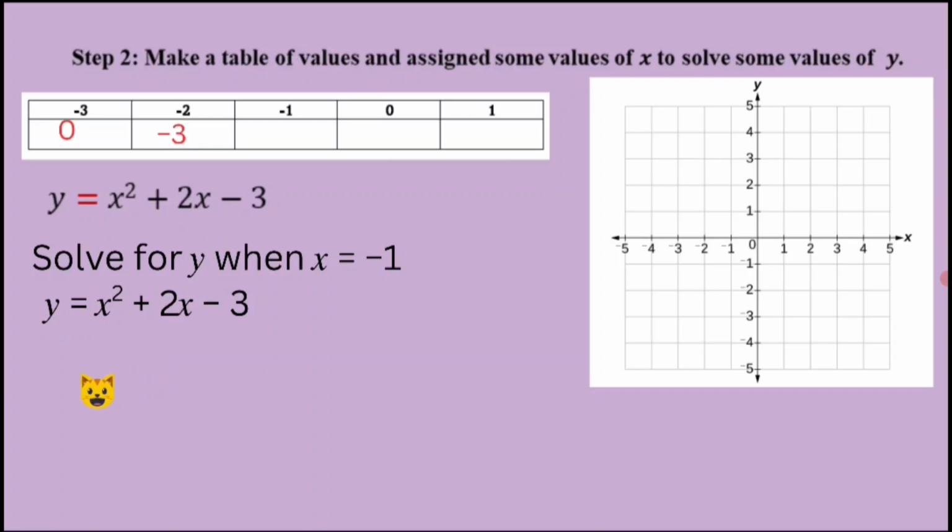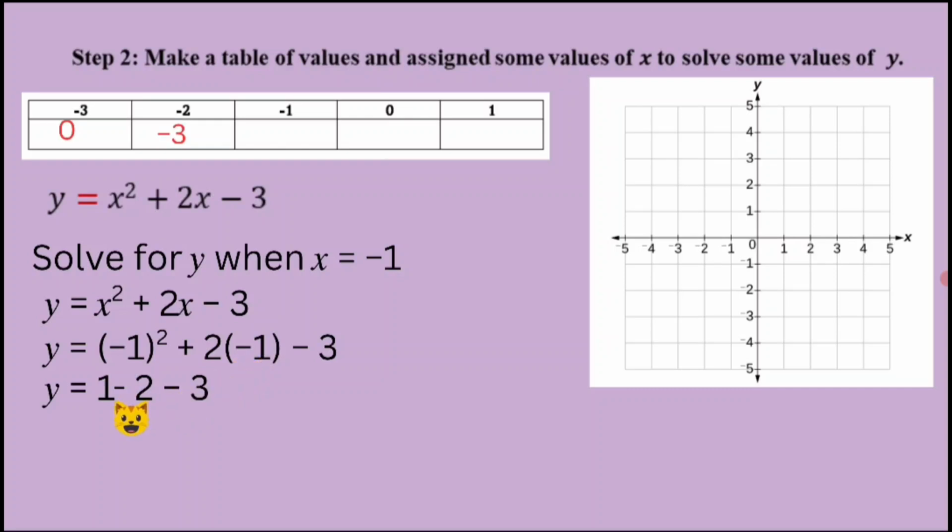Substitute lang natin dun sa value or dun sa equation. Y equals negative 1 squared plus 2 times negative 1 minus 3. So, negative 1 squared is equal to 1. Then, 2 times negative 1 equals negative 2 minus 3. 1 minus 2 minus 3, that would be equal to negative 4. So, when the value of x equals negative 1, the value of y is negative 4.